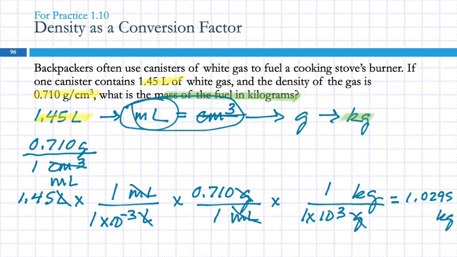3. Our starting number had 3. This density is not exact, but it has 3. This is exact, that's exact. This is going to be 3, so it's 1.03 kilograms.